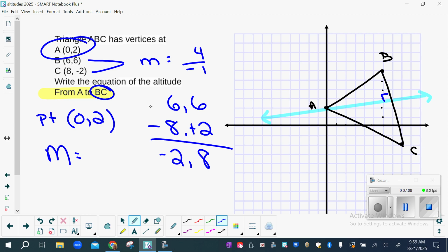I want this guy. So here's what I'm telling you. This guy is -4 over 1, but this blue guy is going to be 1 over 4. Are we cool with that? Did I lose anybody? You okay? So here's what I'm going to say. 1 over 4. It's flipped, and it's the opposite sign.